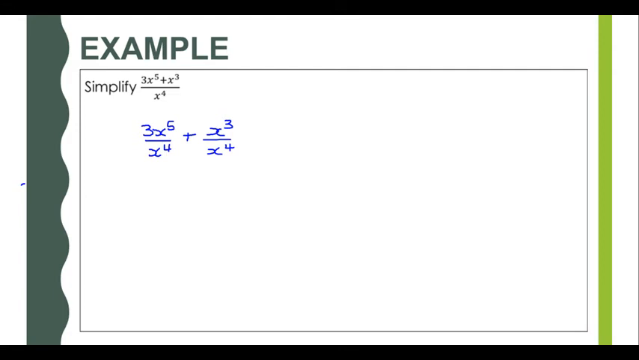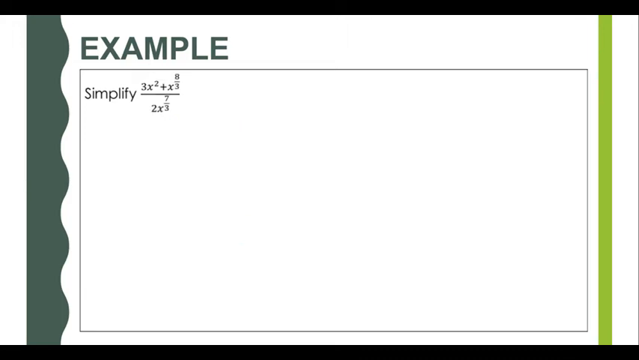So 3x to the power of 5 divided by x to the power of 4 tells us we can minus our powers, giving us 3x to the power of 5 minus 4 plus x to the power of 3 minus 4. And we can simplify this to get 3x to the power of 1 plus x to the power of minus 1, which we can also write as 3x plus 1 over x.